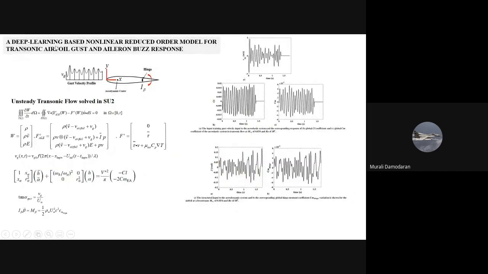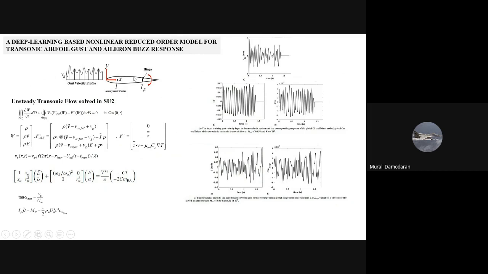Okay. The other thing we have done is the deep learning based non-linear reduced order model for transonic airfoil gust and aileron buzz response. Are you guys still there? I just have to check whether you are still there. If my network goes, please send me a message or something.